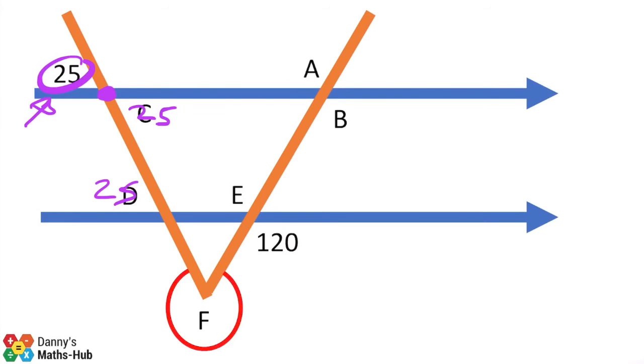However, we can work out what E is. E is 120 because it's vertically opposite. B is 120 because it's corresponding. And A would also be 120 because it's alternate.